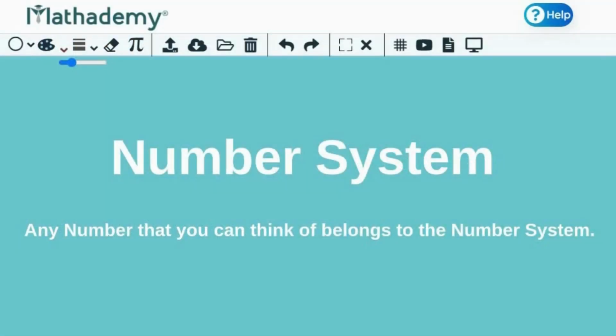In this video, we will be discussing the topic number system. Numbers play a very important role in our lives. Almost all the things that we do involve numbers. And whether we like it or not, our life revolves around using numbers. Basically, any number that you can think of belongs to the number system.